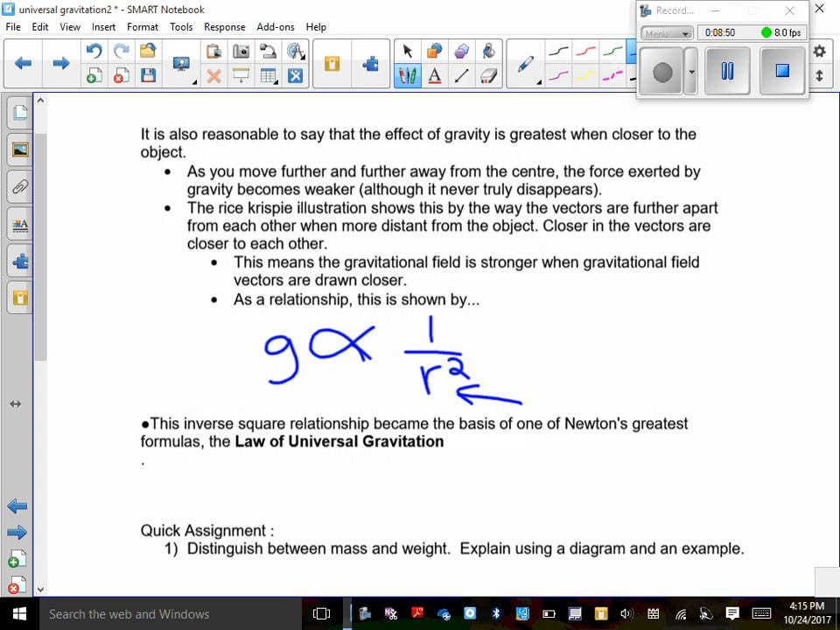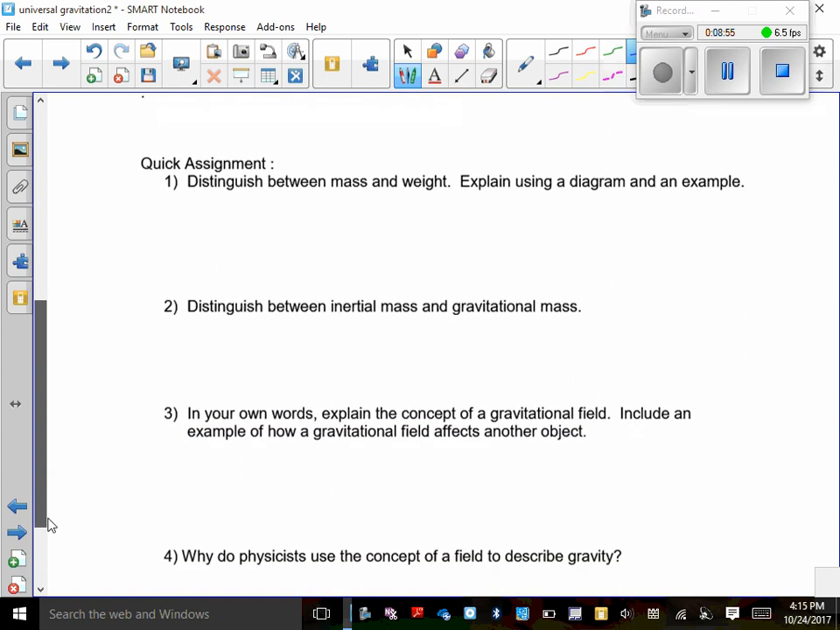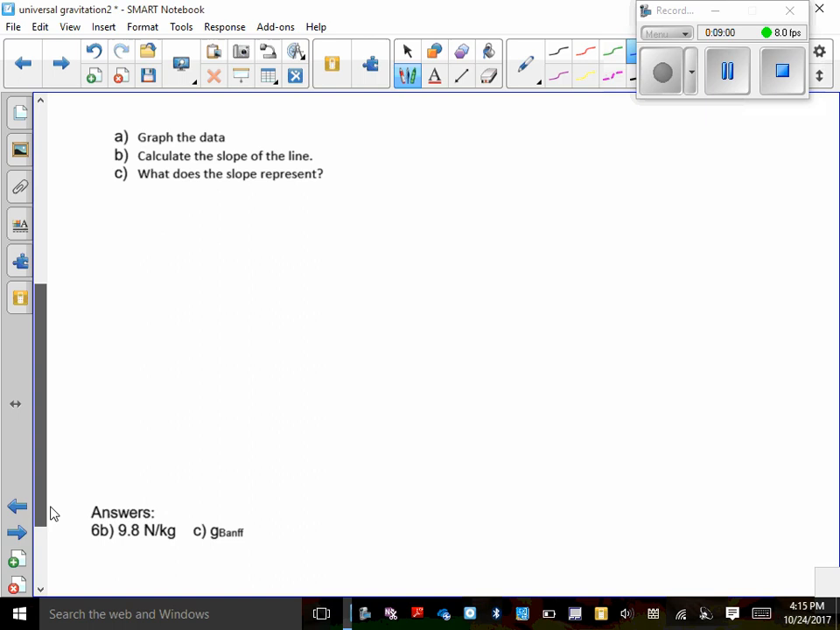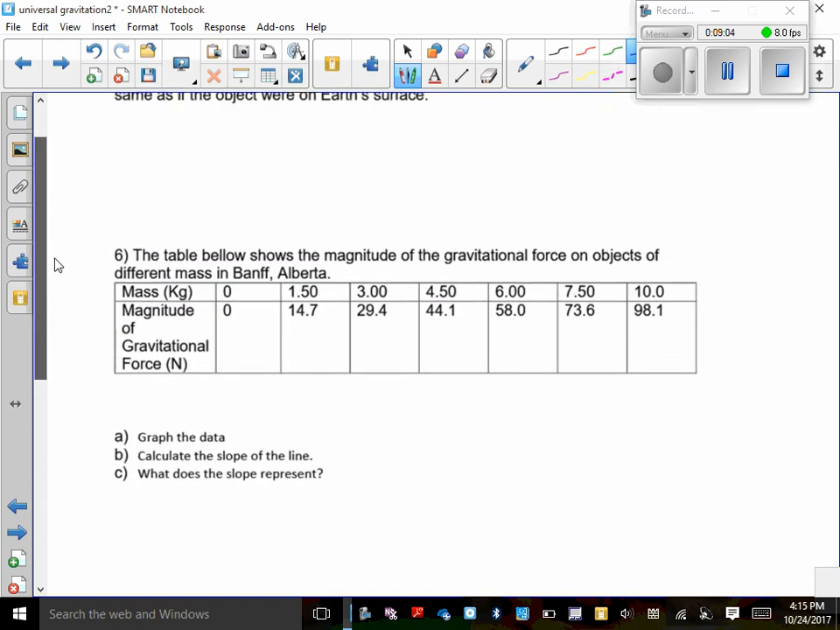And then we're going to go to the law of universal gravitation, which is coming up next. Okay, there's an assignment, some things to try here. And there are answers given for the numerical question 6 I'd like you to try.